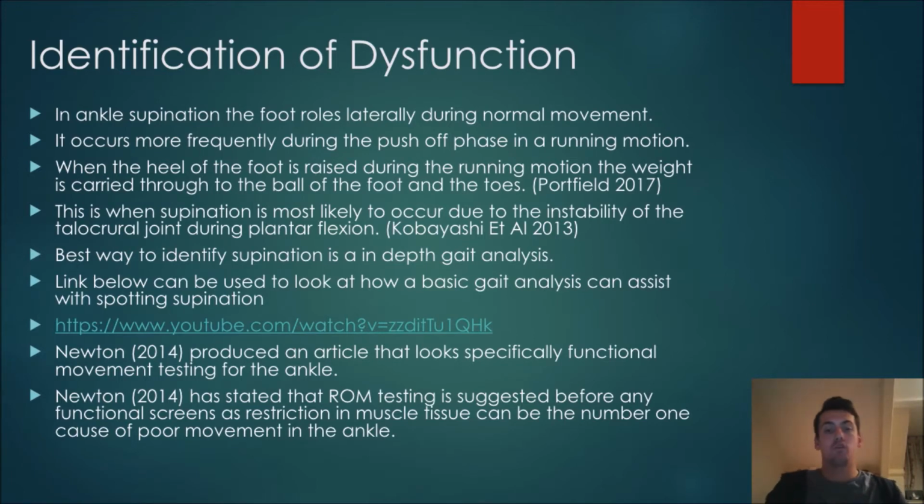Newton 2014 produced an article that looks specifically at functional movement testing within the ankle. This has stated that range of motion testing should be done first before any functional screens, as restrictions in muscle tissue can be the number one cause of poor movement within the ankle. Hence, this is why we use range of motion testing as a technique to look for supination.